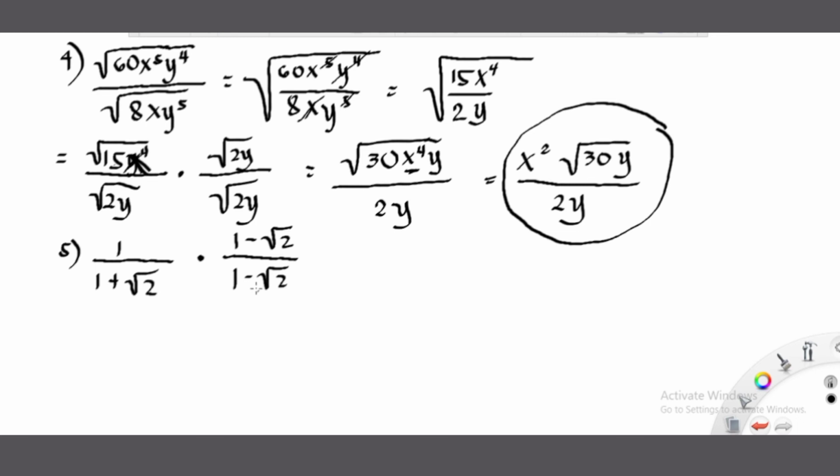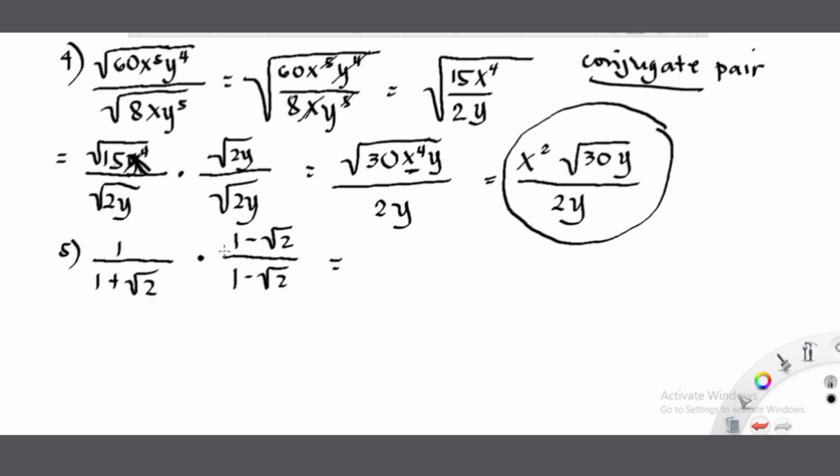And that is what we call, these two are what we call conjugate pair. Okay, conjugate pair is pareho ang first term and the second term, 1 tsaka square root of 2. The only difference is opposite ang kanilang operation. If this is addition, then ang operation ng conjugate niya is subtraction. If this is subtraction, if minus ito, of course, ang conjugate niya is addition. So that's it, conjugate pair.